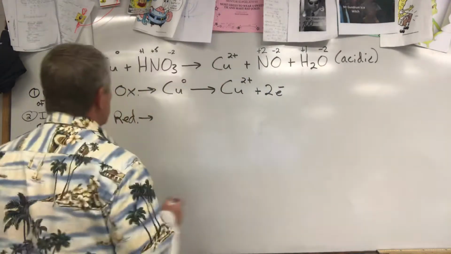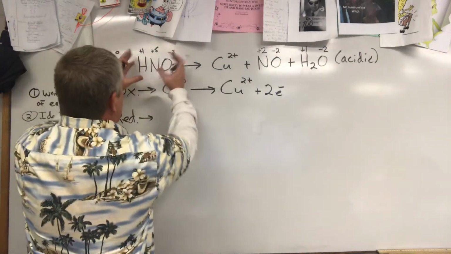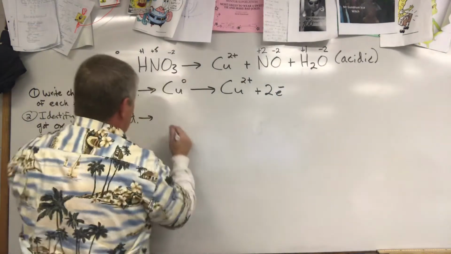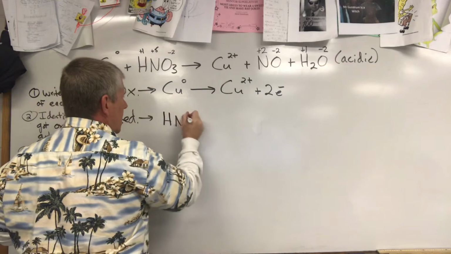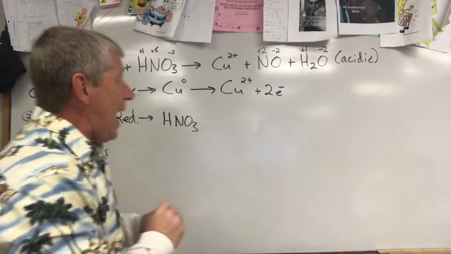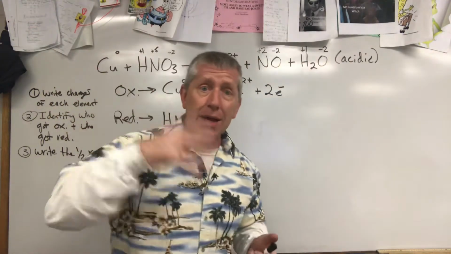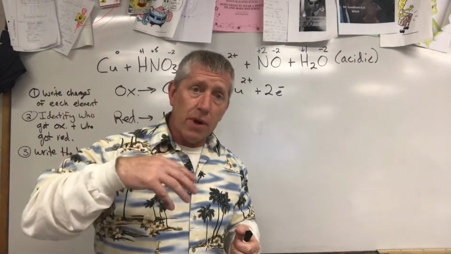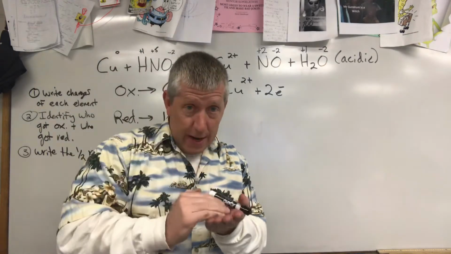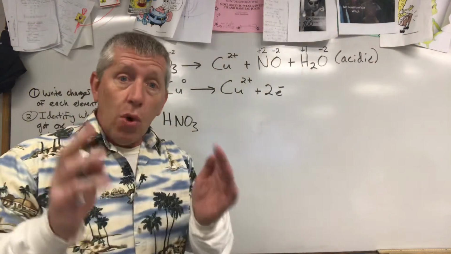Reduction reaction. Who got reduced? Whose number went down? The nitrogen. But we can't just put nitrogen. We have to put the whole compound that nitrogen is in. So write down the compound, HNO3. With a reduction reaction, we added electrons. You don't go from +5 to +2 without gaining electrons. You gain 3 electrons to do that. +5 to +2, I added 3 electrons, which made my number go down. I got reduced, so I added those electrons.